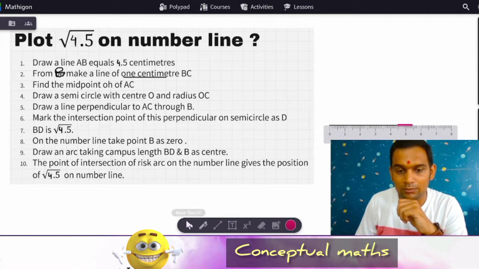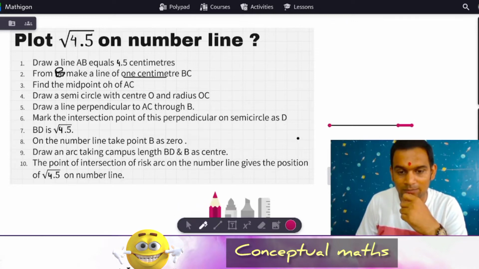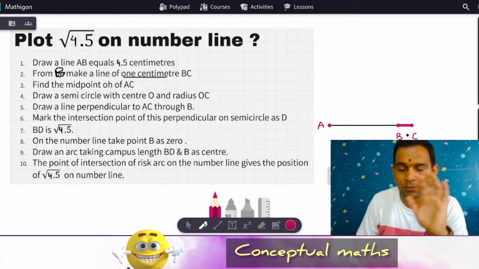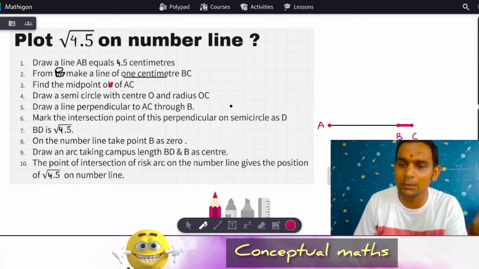Now I will move the scale and do some naming. Okay, so let's mark these points. This is A, this one is B, and this one is C. I hope that makes sense. Now, what is the next step? Find the midpoint O of AC. So we have to find the midpoint of AC, which we will represent by O.